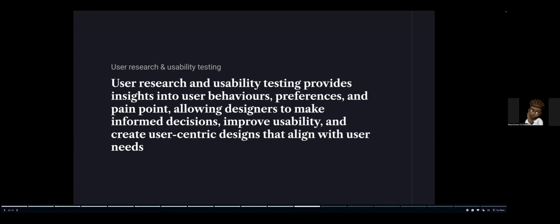Next slide. User research and usability testing provide insights into users' behavior, preferences, and pain points, allowing designers to make informed decisions, improve usability, and create user-centric design that aligns with the user's needs. This is basically everything I just explained: doing the research and understanding the users, their pain points, their needs, what they like and don't like, and how the competitors are doing in the market and how you can improve on it.